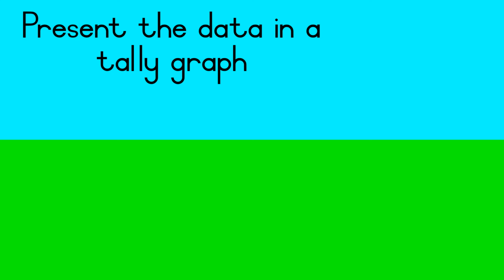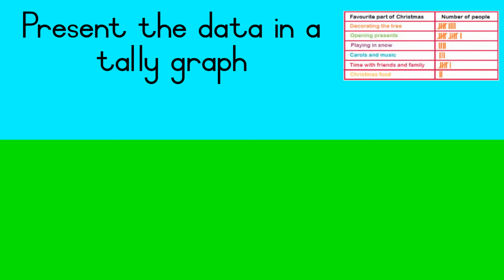Now let's use the same data that we collected, but now we are going to present it in a tally graph. This is how a tally graph looks. As you can see, in a tally graph, we use lines to present our data. So the first one that we see is number of people decorating the tree.